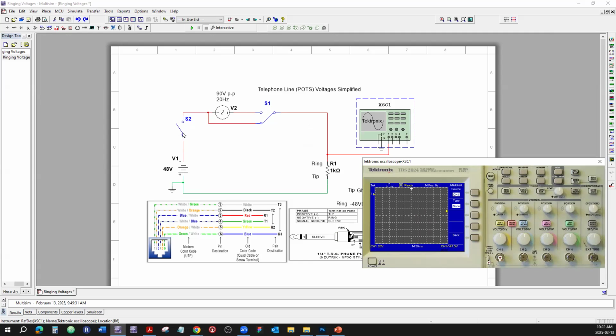And with the switch, we're just going to turn that on. Now we're going to bypass whatever this is here. Just going to bypass that for now. And we're going to have this here. Here's a tip and ring. And I made it green and red here, just to kind of make things neat. And this 1 kilo ohm resistor, that's our telephone. Okay. So let's see what we have when we start the simulation.